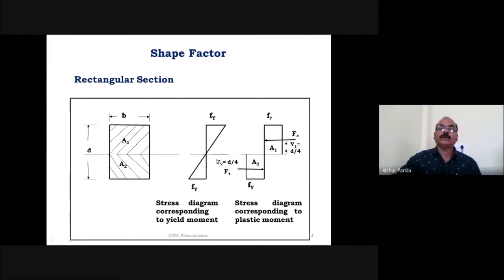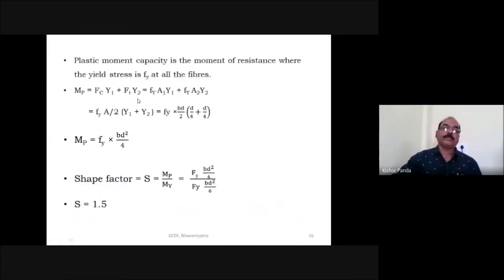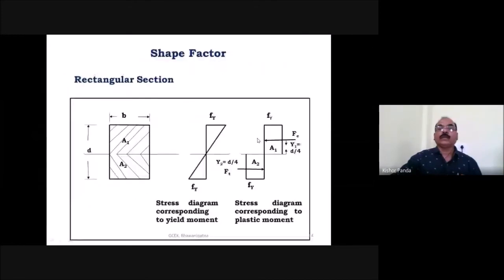Also in the elastic theory, the neutral axis passes through the mid section. This is your neutral axis. Here in elastic theory, this is the stress diagram, compression and tension side. And in plastic theory, this is the stress diagram. The plastic moment capacity is the moment of resistance where the yield stress is Fy at all the fibers. You have to find the plastic moment capacity. So plastic moment capacity is equal to Fc into Y1 plus Ft into Y2. You take the bending moment about the neutral axis. So Fc into Y1, this is your Y1 distance, plus Ft into Y2.